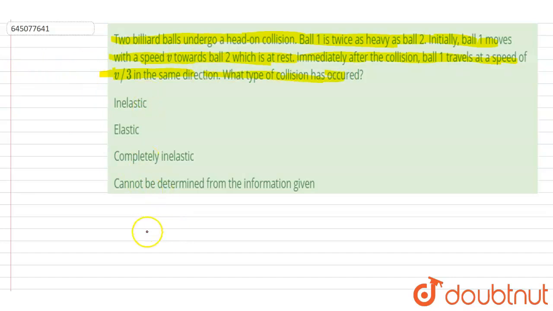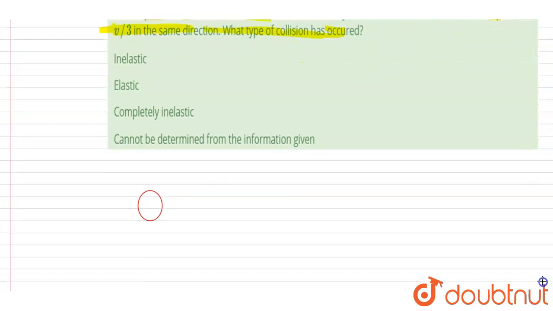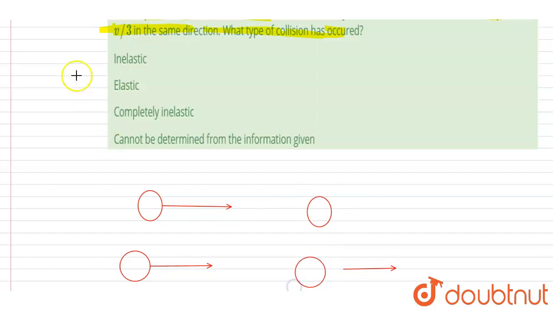So if you see here, the ball 1 speed is changed, direction is the same. Let's say this was moving with a velocity v. Now it is just moving with velocity v by 3 in the same direction. And if I talk about ball 2, it was stationary initially. It was not moving. And finally let's say it is having some velocity. So if I make another ball, this is ball 2.